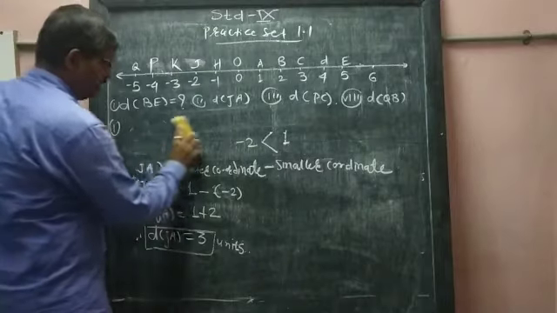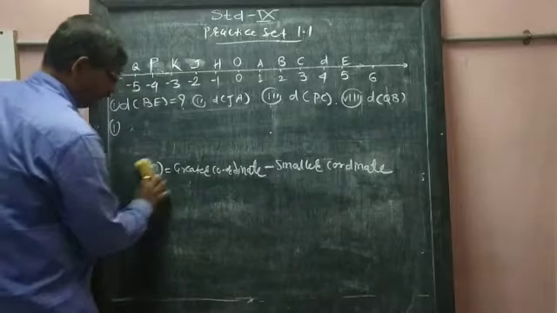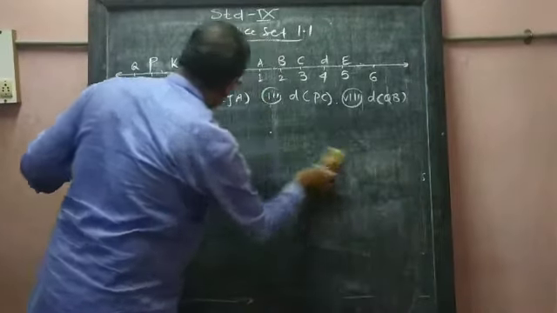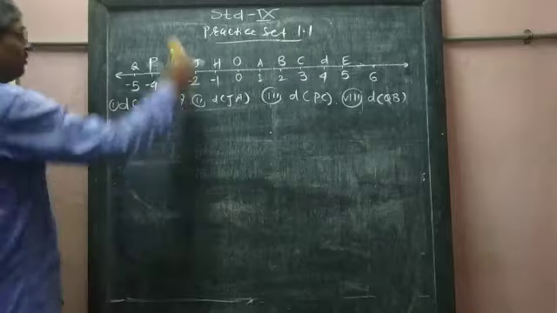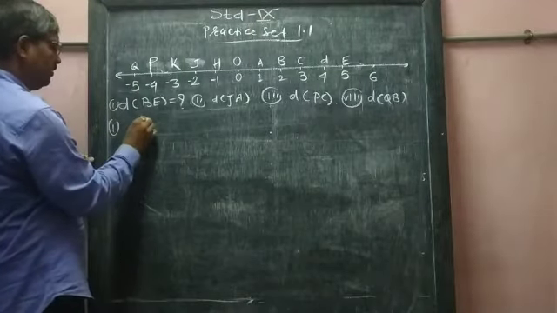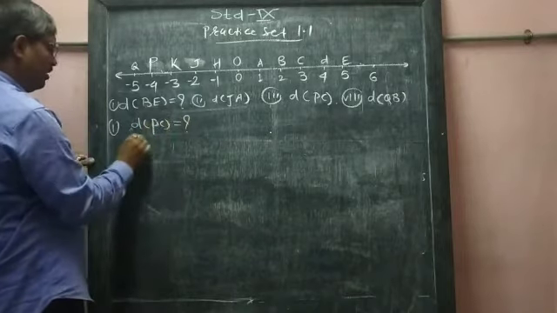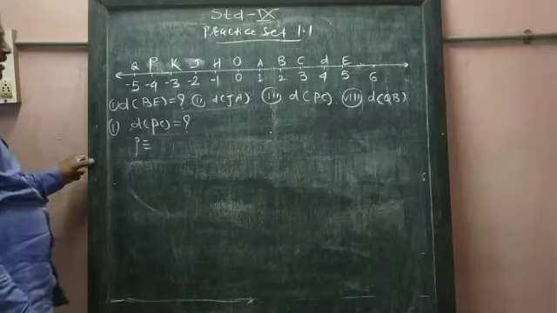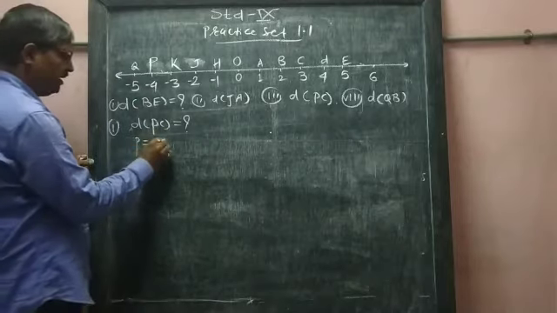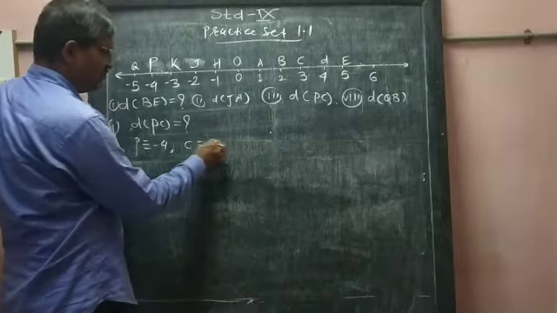Now we will solve the next question. The third question is given: distance of PC is equal to question mark. What is the coordinate of P? The coordinate of P is given as minus 4. What is the coordinate of C? The coordinate of C is given as 3.